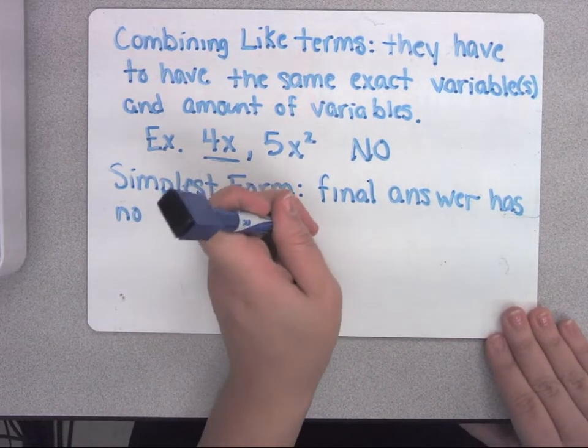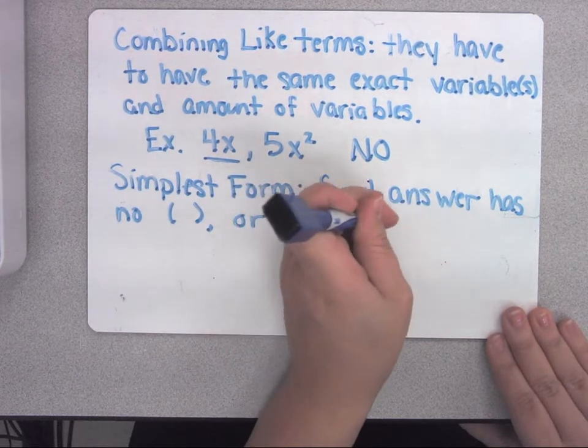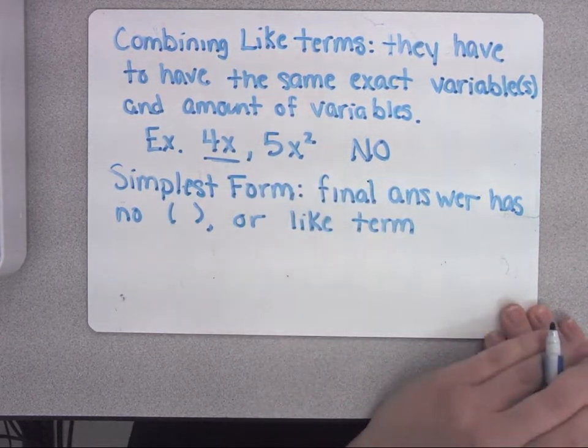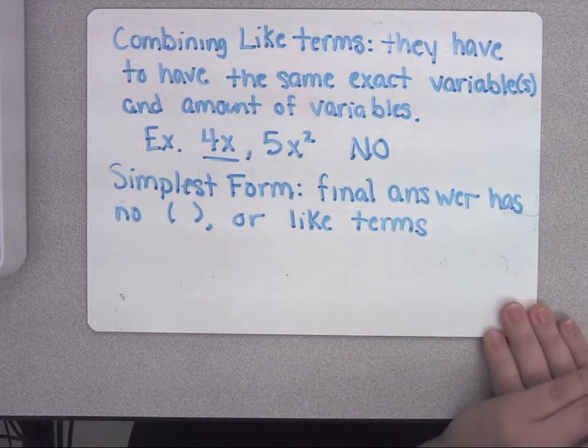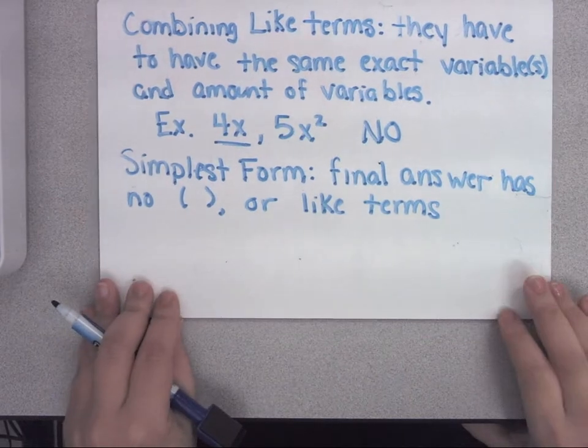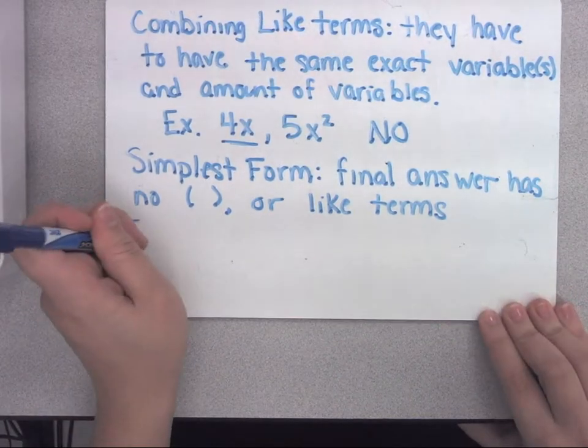Or like terms. Because if they have like terms, we can add them together. So that's what we are going to do. We're going to do all different kinds of examples. We're going to look at them, and we're going to combine them together or not, and then see what we can do, okay? So let's start with an easy one, okay?